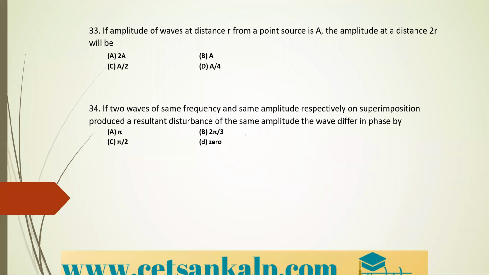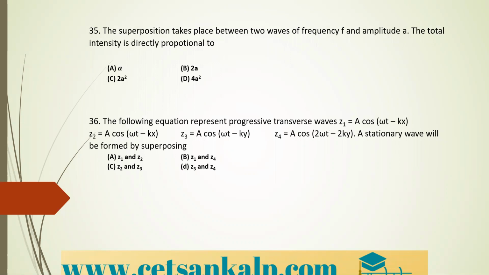Okay, students, we'll see the next question. The superposition takes place between two waves of frequency f and amplitude a; the total intensity is directly proportional to what? Here we need to see the total intensity. How can we do this? As we know the relation between intensity and amplitude, based on that we can solve it.